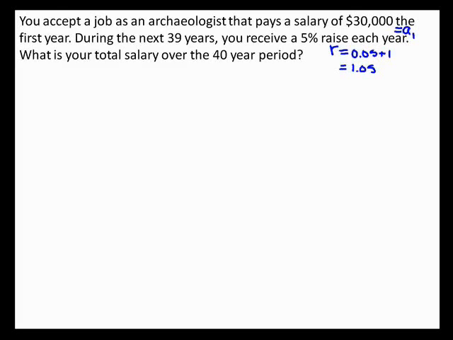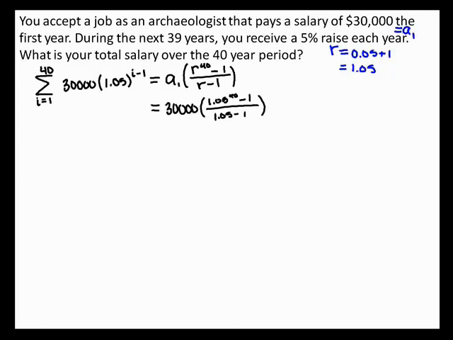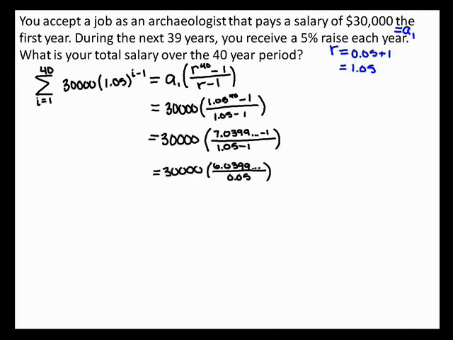Use the formula for the nth partial sum of a geometric sequence. Substitute 40 in for n. Substitute 30,000 in for a sub 1 and 1 and 5/100ths in for r. Simplify 1 and 5/100ths to the 40th. Simplify 7 and 399 10,000ths minus 1 over 1 and 5/100ths minus 1. Multiply 30,000 by 6 and 399 10,000ths.